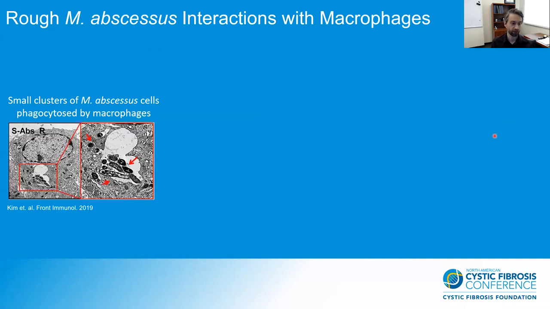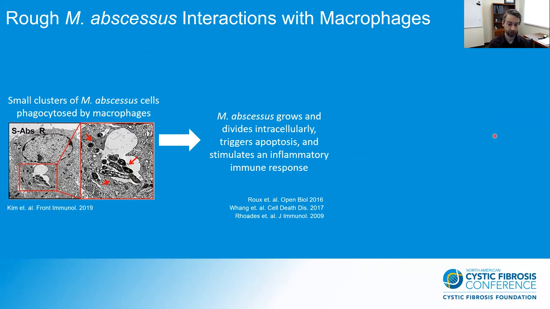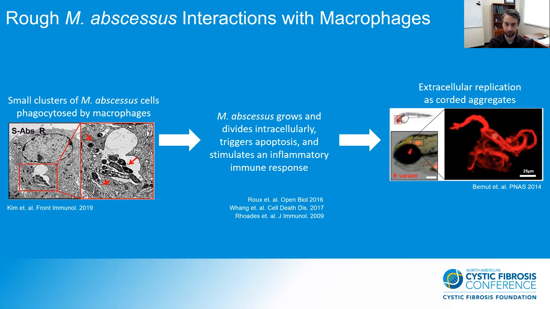This varies a little bit with Mycobacterium abscessus of the rough variety. Usually you get small clusters of cells that are phagocytosed at the same time. These cells can grow and divide intracellularly, and they trigger apoptosis and then eventually inflammation. And this is largely due to the lack of GPLs. So GPL specifically can inhibit the apoptotic pathway, and they also mask underlying components of that mycomembrane that without GPLs trigger an inflammatory response largely through TLR2. So what you end up with is you end up lysing those macrophages that phagocytosed you in the beginning, and you grow now as these extracellular cords that I showed earlier.